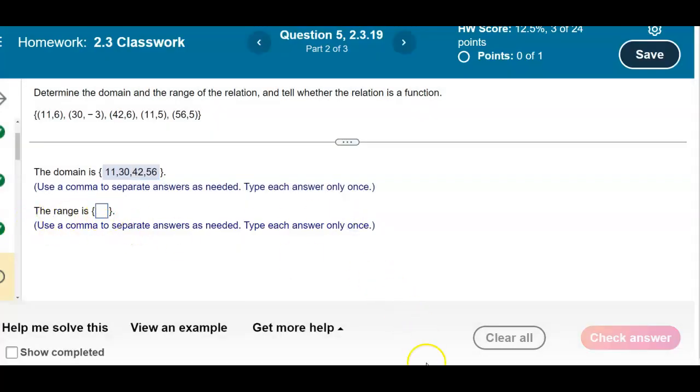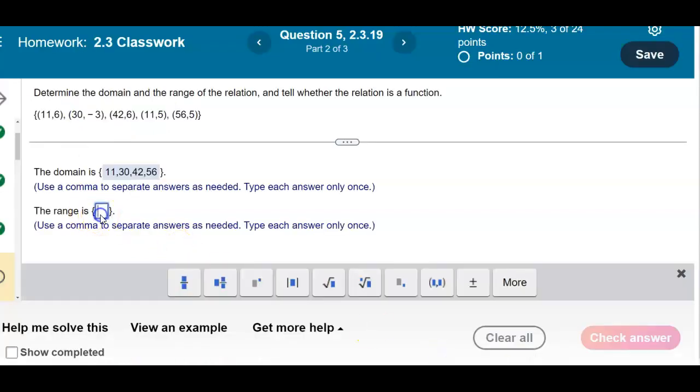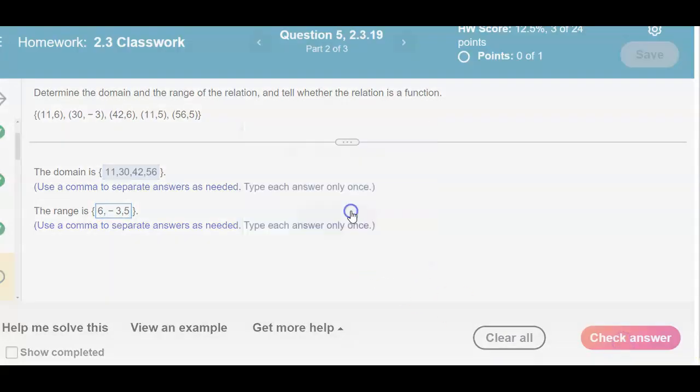Now we want to find out what is the range of the function. So here we have our range, which are all the y values. So the range is going to be 6, -3. Again, we're not going to type the number twice, so there's another 6, and there's two 5s. So that's going to be our range, which is 6, -3, and 5. So let's go ahead and put that in there. So we have 6, -3, 5, and then there is our result.